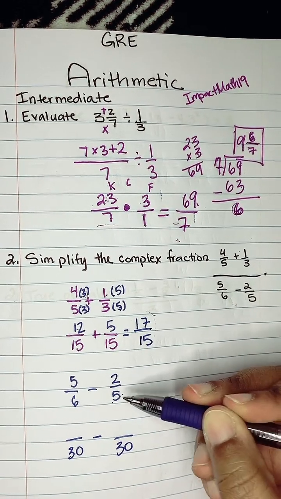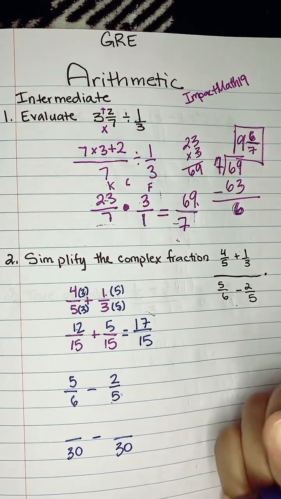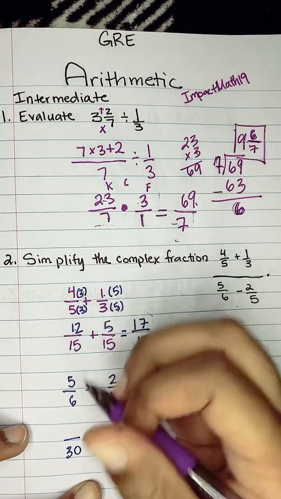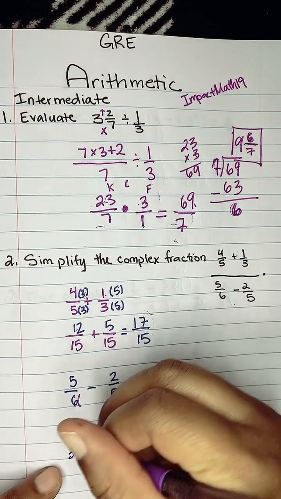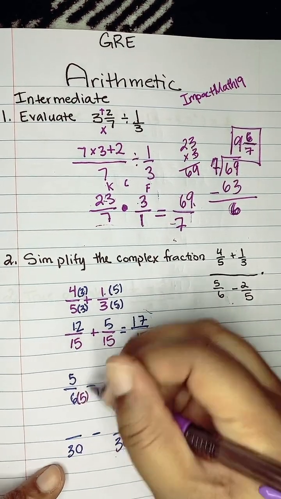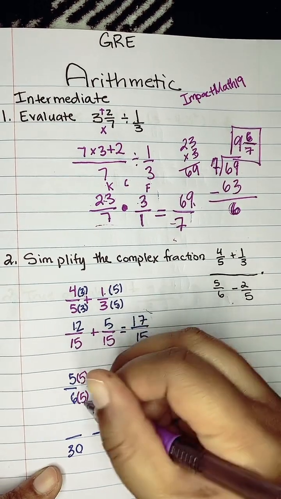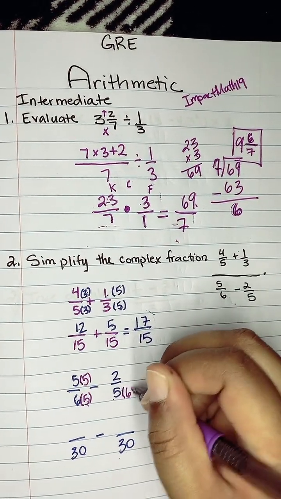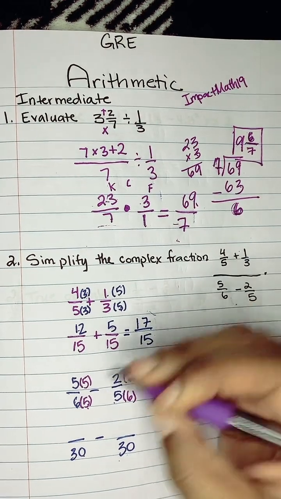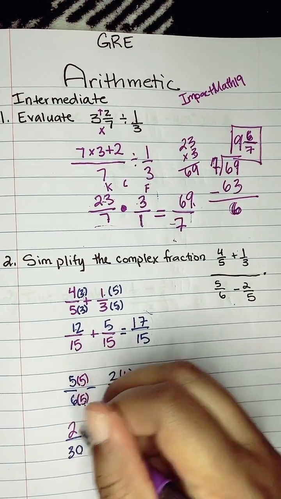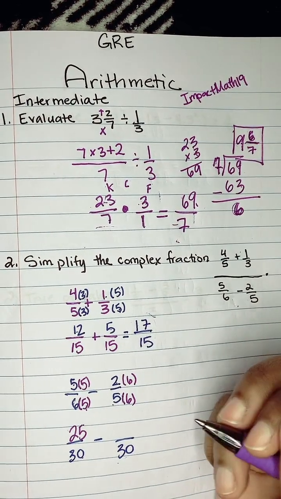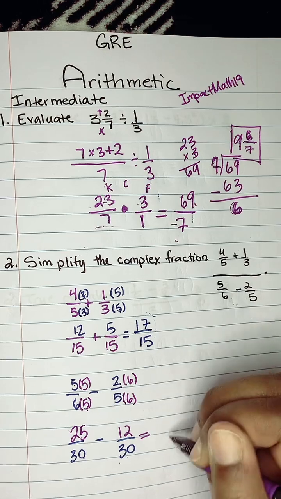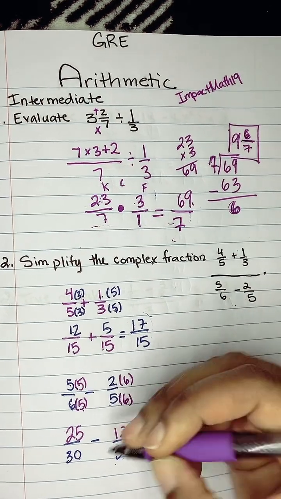So we know it's going to be 30 here. This is a prime. So whenever you have a prime and a composite, just multiply them together to get this number. So we're going to multiply here. 6 times what gives us 30? 5. What we do to the bottom, we have to do to the top. And then this is 6, and this is 6. So 5 times 5 is 25. 2 times 6 is 12. And then we have 30.